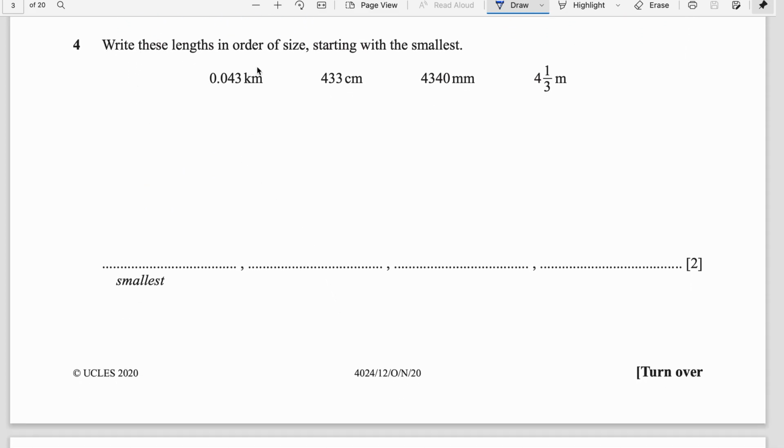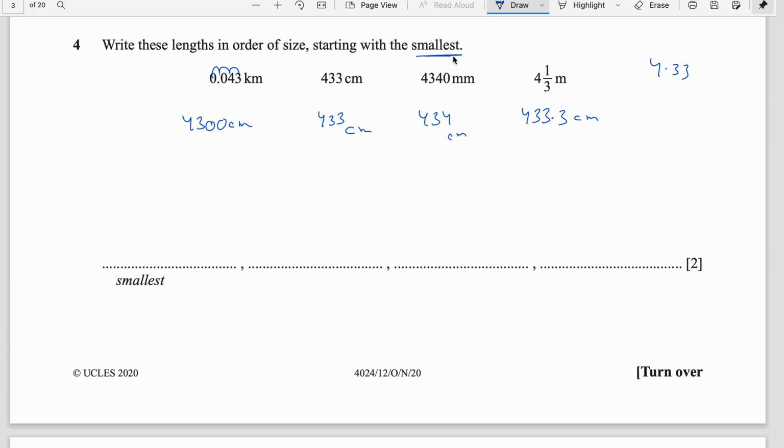Question number 4. Write these lengths in order of size starting with the smallest. I'll convert these into centimeters first. So this is 433 centimeters, and this is 434 centimeters. This is 4.333 times 100, which makes it 433.3 centimeters. And this is in kilometers. First you multiply by 1000 to convert it into meters. This is 43 meters, and in meters you have 100 centimeters, so 4300 centimeters.